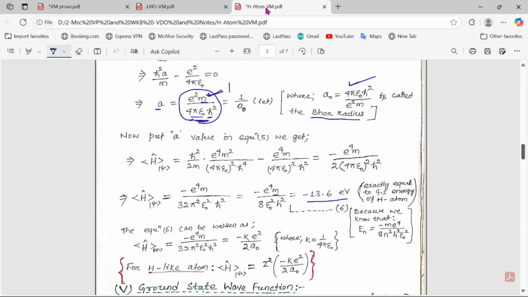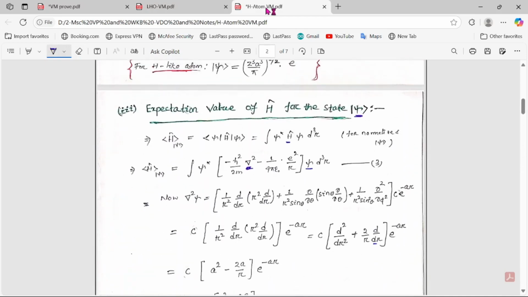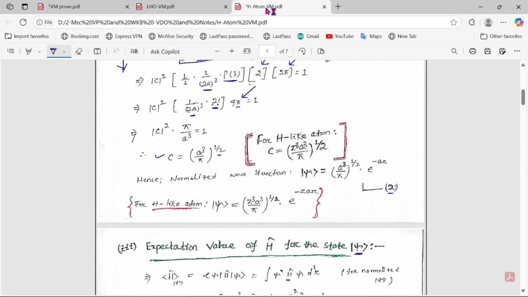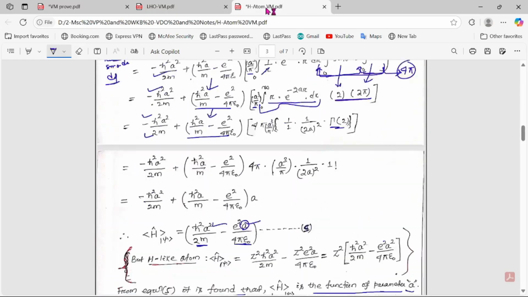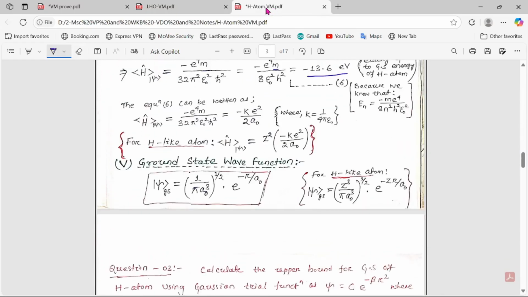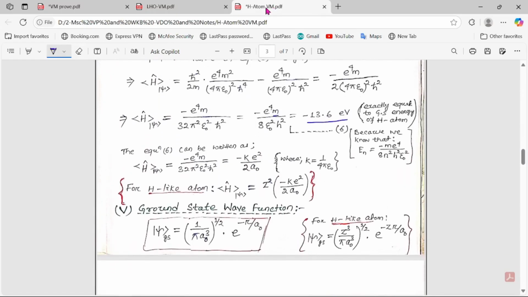And instead of c we have to write that value. The value is how much? The c value is a cube by pi to the power 1 by 2, we have to write. Now here equation number 6, see, if in your exam it is asked, you have to write up to this much. Then equation number 6 can be rewritten in this format. Equation number 6 means this one I have written over here.